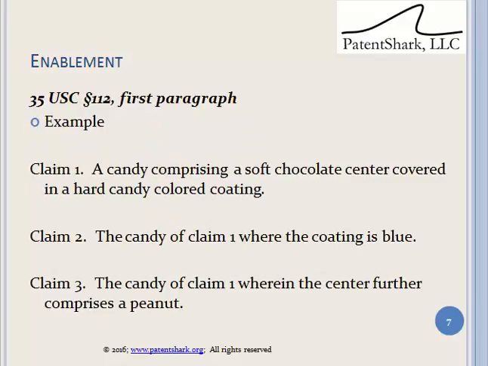So why don't we do an example to see if we can understand this concept. We have Claim 1. Claim 1 is an independent claim, and Claim 1 states, a candy comprising a soft chocolate center covered in a hard candy colored coating. Claim 2 is a dependent claim and depends from Claim 1, and it states, the candy of Claim 1 where the coating is blue. And Claim 3 is another dependent claim that depends from Claim 1 and states, the candy of Claim 1 wherein the center further comprises a peanut.